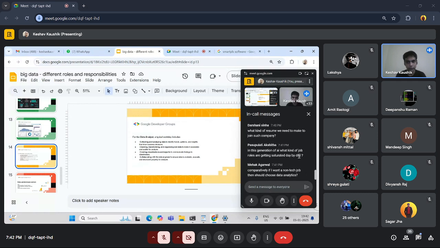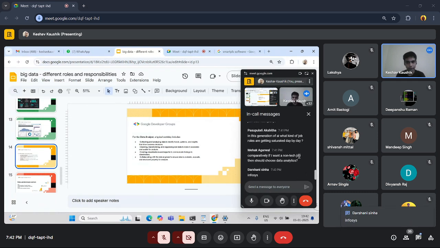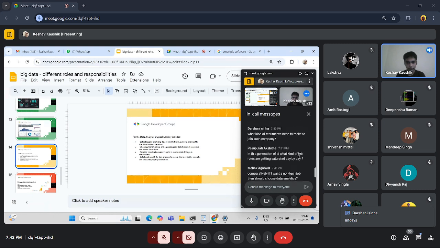In this generation of AI, what kind of job roles are getting saturated day by day? Okay. So the first kind of role that I would say is front end engineers and anything that requires UI, because AI can literally replicate UIs for you. It's not going to be saturated in the coming 4 or 5 years, I think.